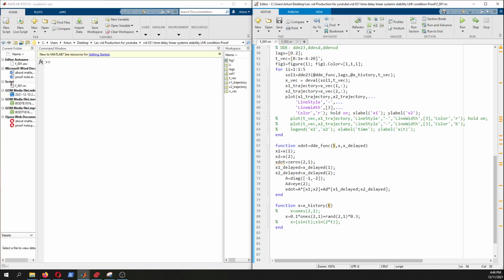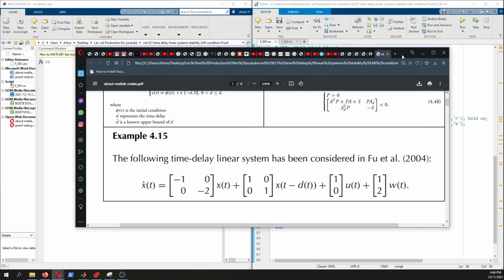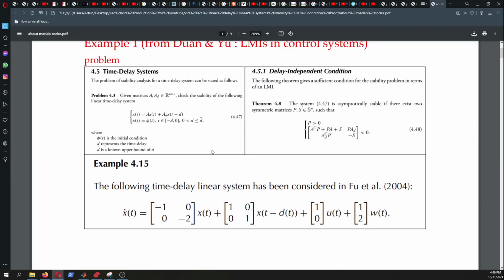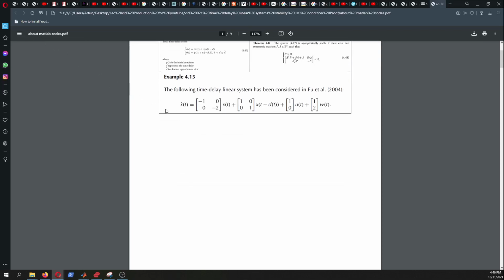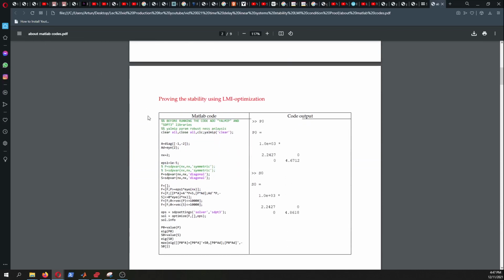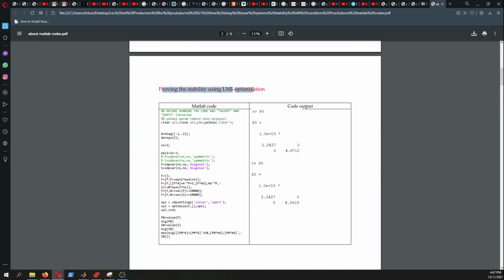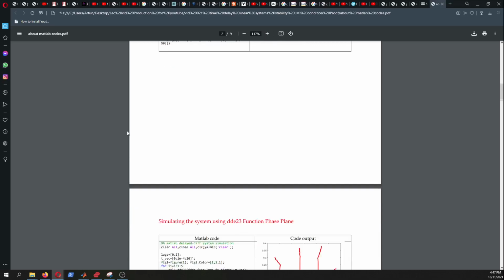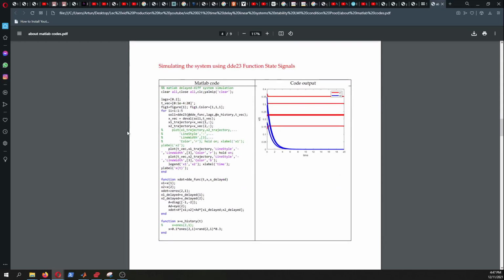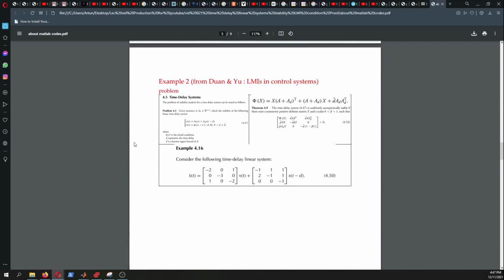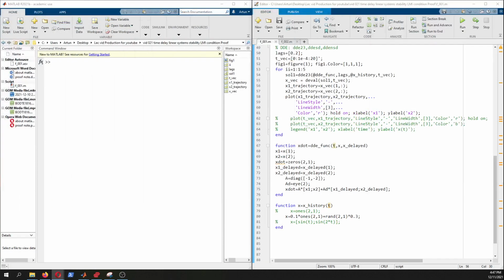Okay, this is the PDF document that you can download from the GitHub link down below. I just documented everything that I'm explaining here. And now we are going to take a look at example 2.